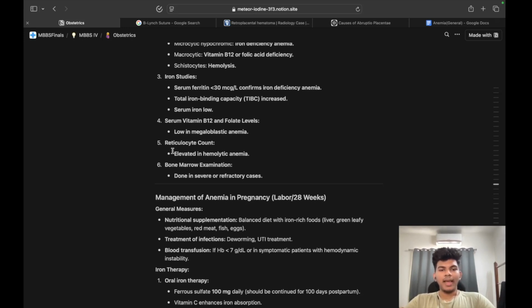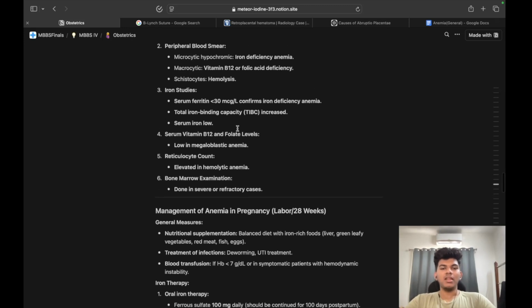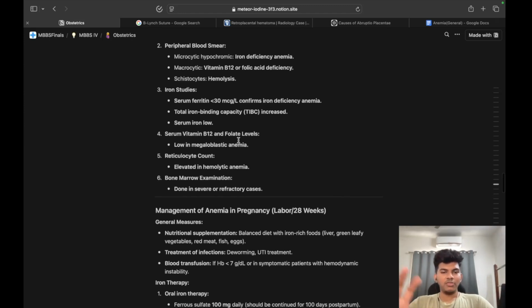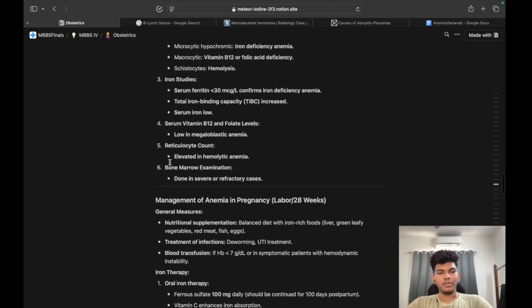Reticulocyte count is elevated in hemolytic anemia, a compensatory mechanism. I'll explain this one also. TIBC is increased. Why? Because the total iron binding capacity, the capacity to bind iron, is increased. What does that mean? Iron itself is less, so the capacity for it should be increased. Coming to bone marrow examination, it is done in severe or refractory cases.